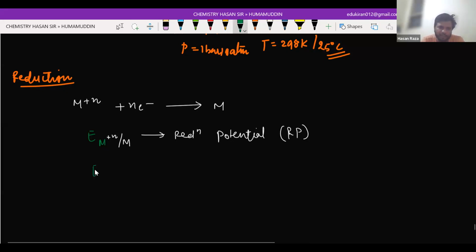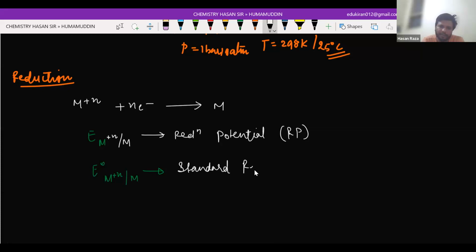Now, the next is if you are going to put not here, then this will be your standard reduction potential. Again, if it is a standard, the concentration will be 1 M, the temperature will be 298 Kelvin or 25 degrees centigrade, and pressure will be 180 m or 1 bar. So it's very simple.